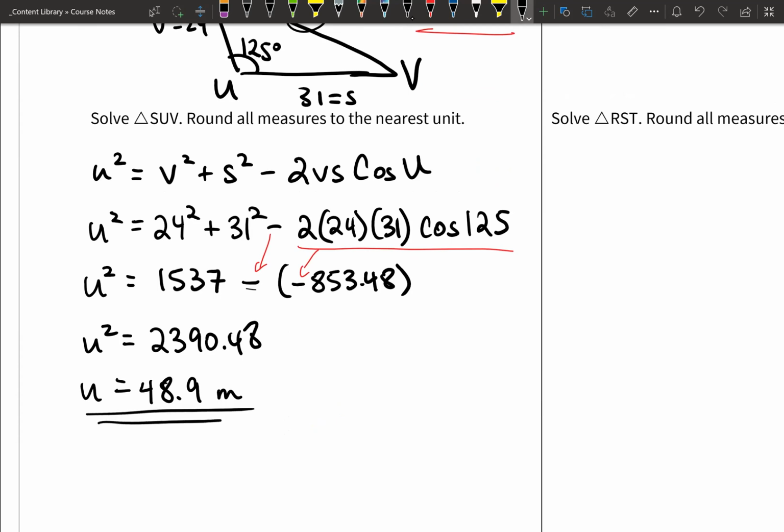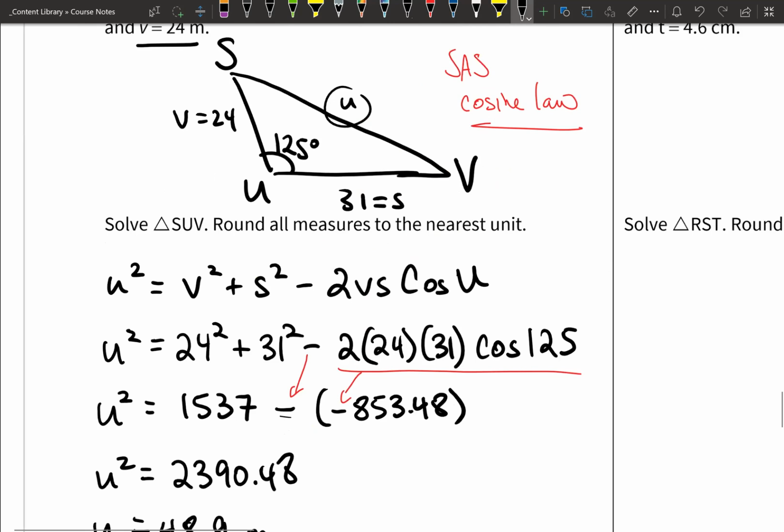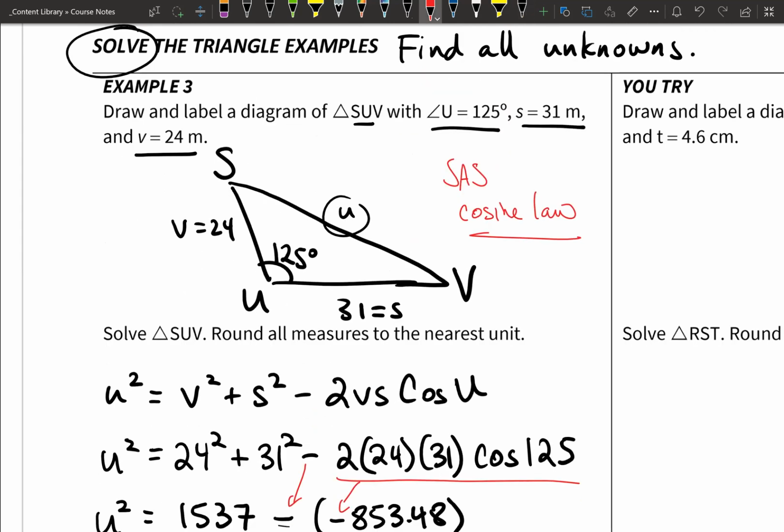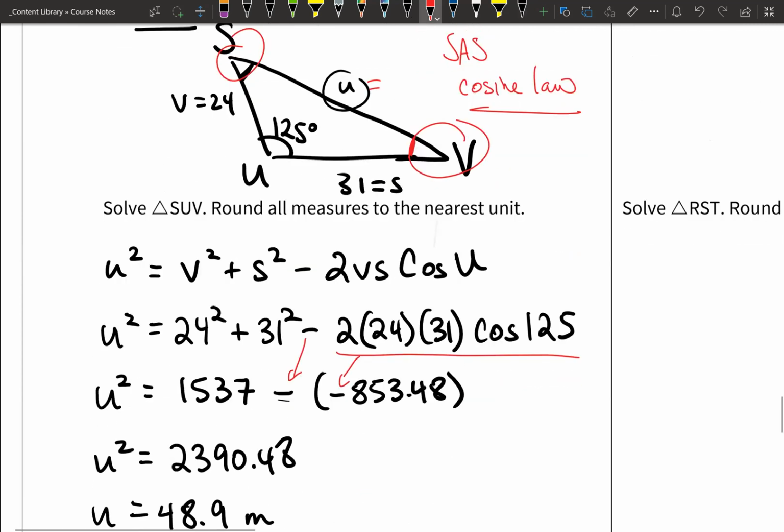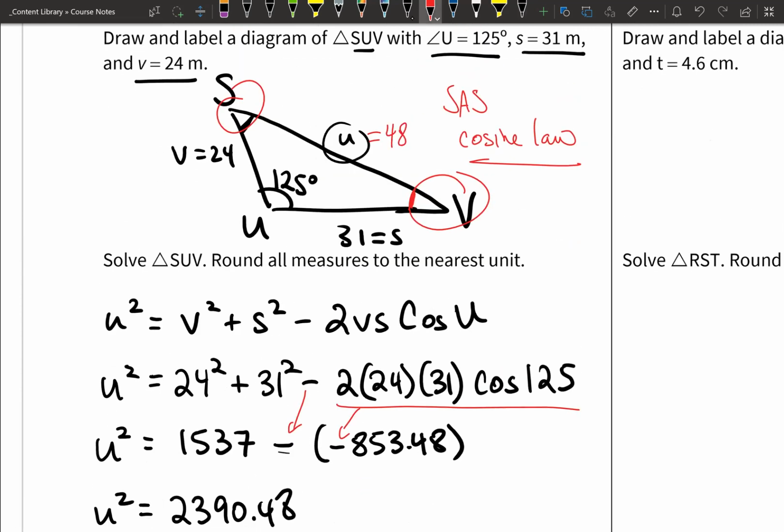Are we done yet? Not quite. Remember, it's solving the triangle. What is also missing? We're missing angle S, and we're missing angle V. So we need two angles here. Now we know all three sides, right? So the third side we found was 48.9. Okay. Now, if I could find one of these angles, S or V, then I can use the 180 rule to find the third one. Okay. So let's look at finding angle S.